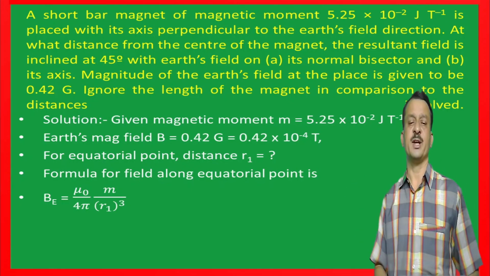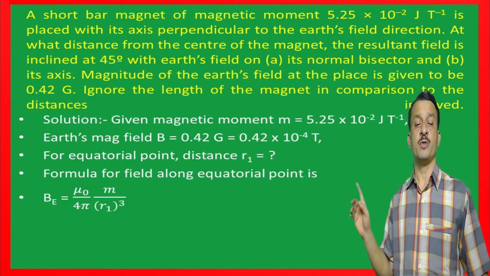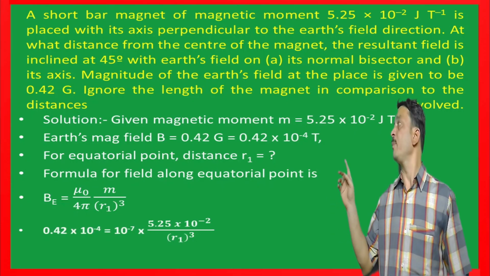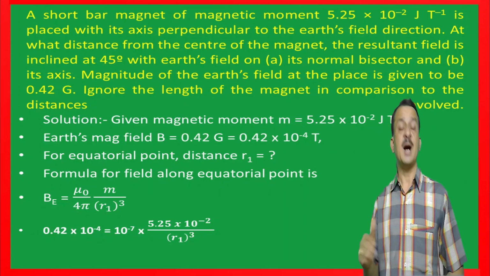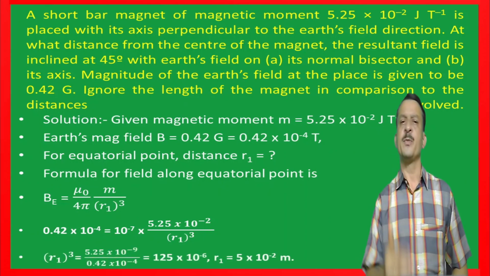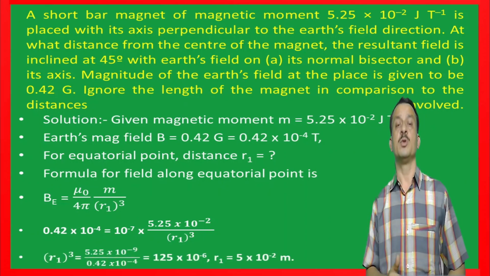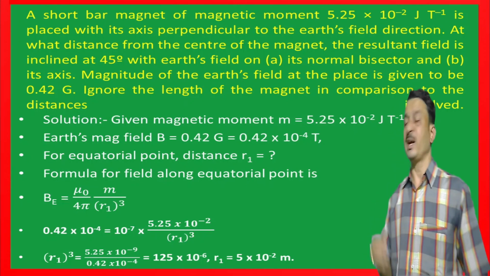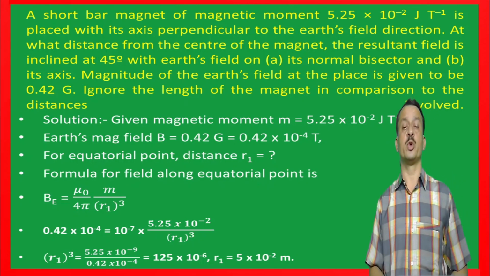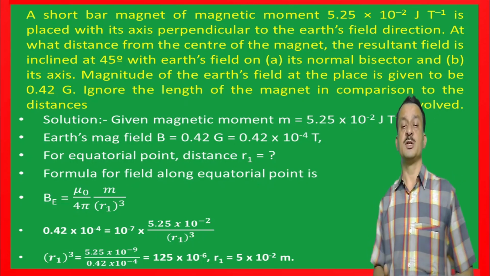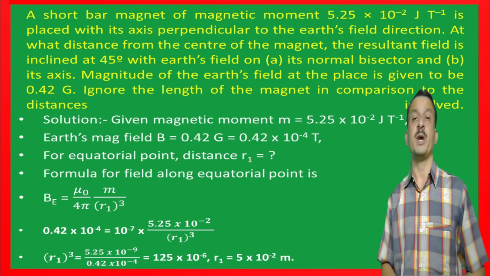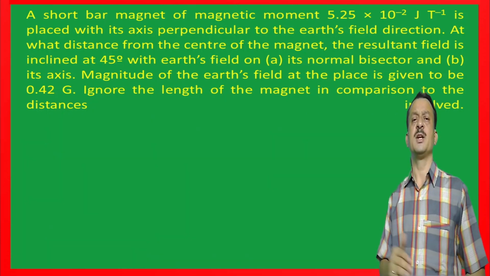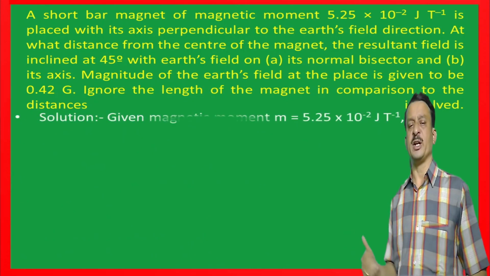Substitute the values carefully. Now I am getting 0.42 into 10 to the minus 4 is equal to 10 to the power of minus 7 into 5.25 into 10 to the minus 2 divided by R1 cube. From this formula I am going to calculate R1 cube. Therefore R1 cube is found to be 125 into 10 to the power of minus 6. Taking the cube root, R1 is equal to 5 into 10 raised to minus 2 meter or 5 centimeter. Now similarly we have to work out for the axial point.